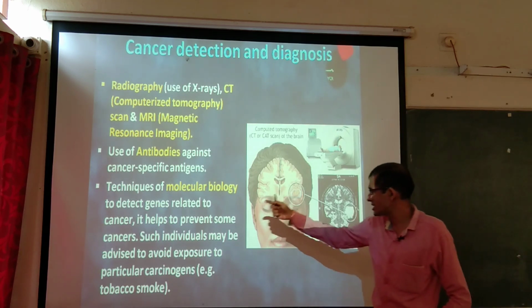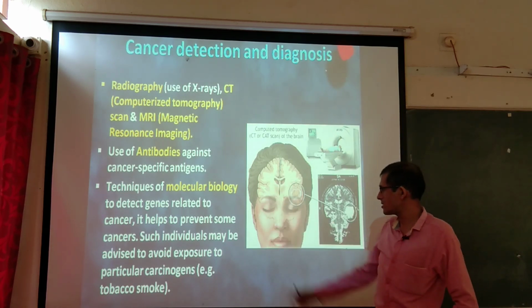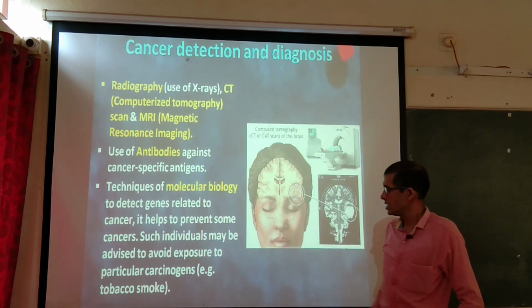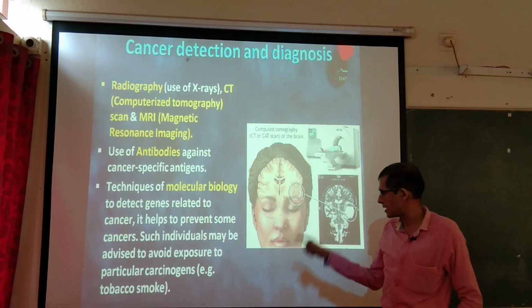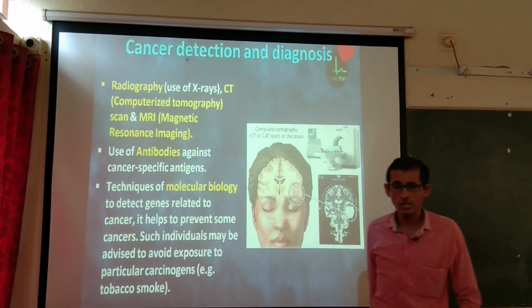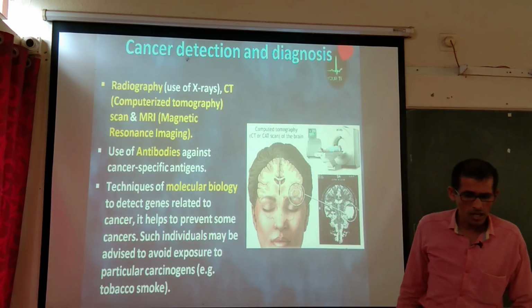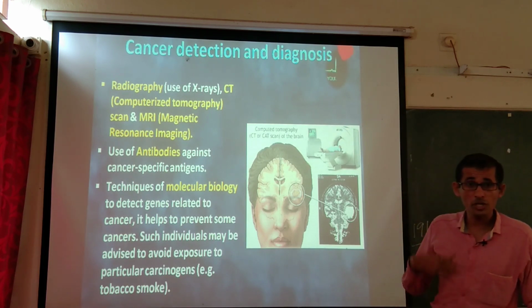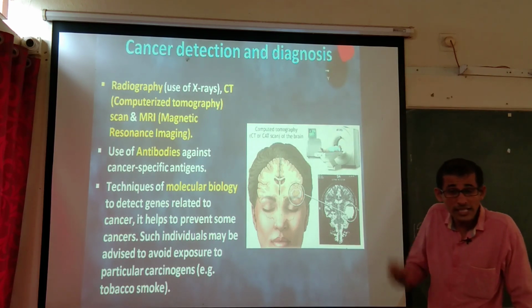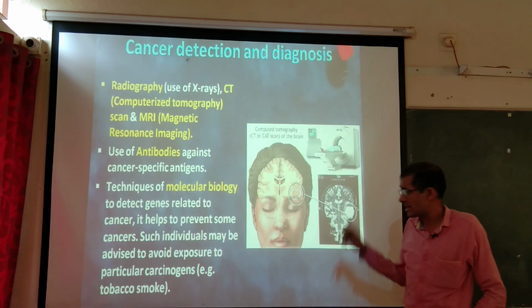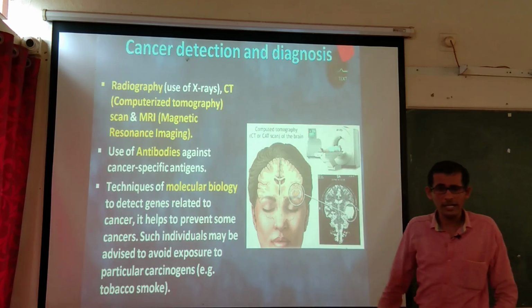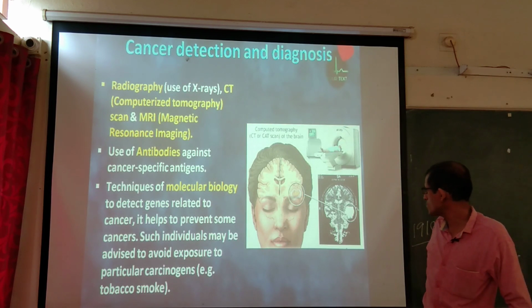So that gene is going to be identified. It helps to prevent some cancers. Such individuals may be advised to avoid exposure to the particular carcinogens, especially tobacco smoke. So ಆ ರೀತಿ ಐಡೆಂಟಿಫೈ ಮಾಡಿ ಫ್ಯೂಚರ್ ಕ್ಯಾನ್ಸರ್ ಬರುವಂತಹ ಸಾಧ್ಯತೆಗಳು ಇದೆಯಾ, we can predict that one. So such individuals are advised to avoid the tobacco related aspects. So that also can be done.